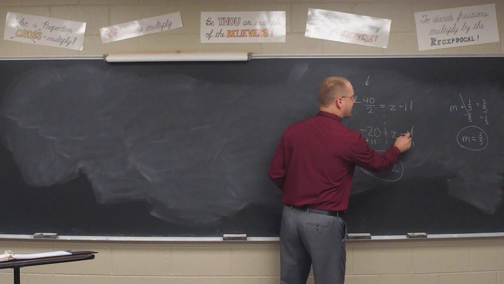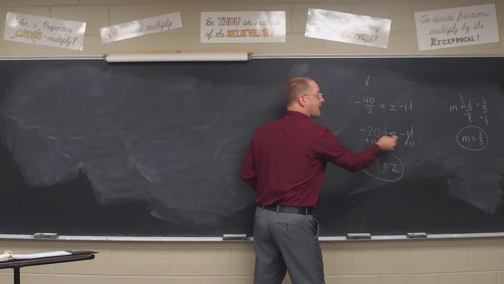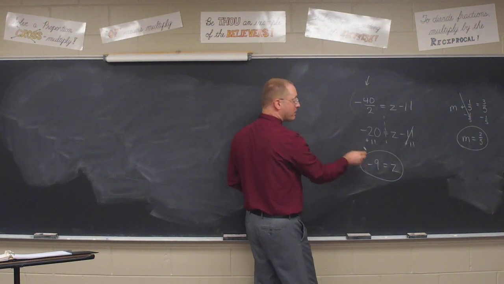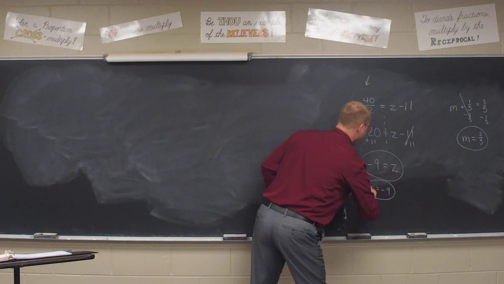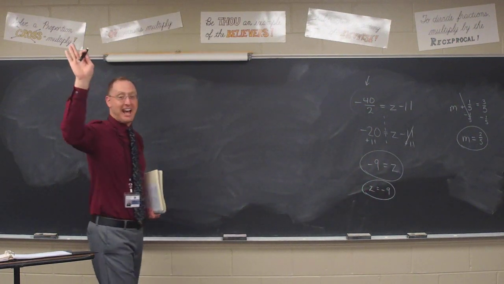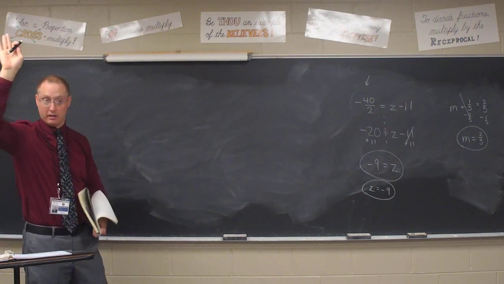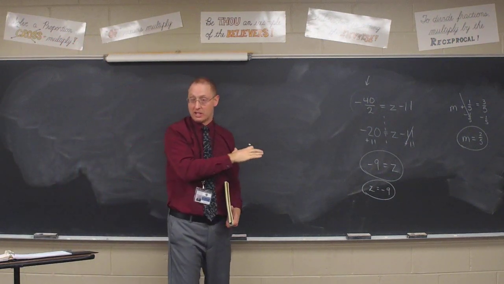So we get rid of the minus 11 by putting a plus 11 or positive 11 on both sides. And with negative 9 equals z, or if that bothers you, you can write z equals negative 9. How many had that for number, whatever that was, 10? All right, questions on that? Does it make sense now?